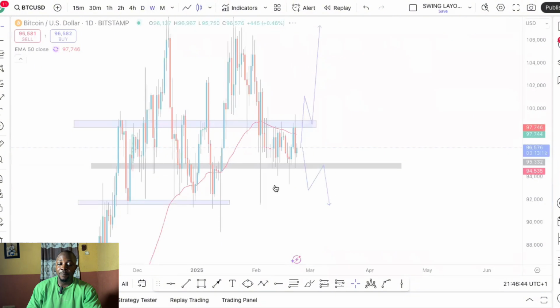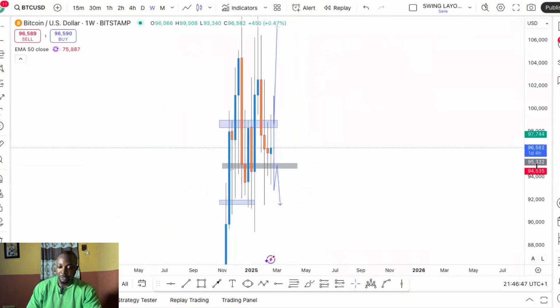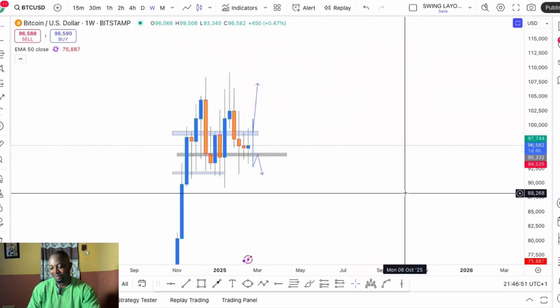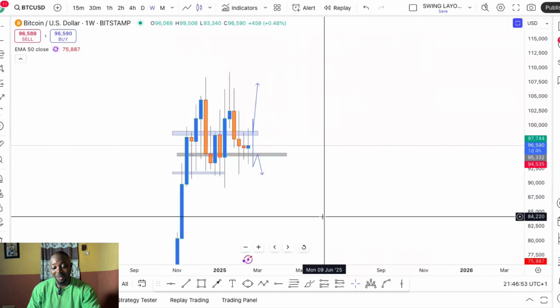But if I had to favor one side to break out, let's look at the higher time frame. Do I even want to favor? Let's wait for the market to break out in either direction. You can take a decision off of that.